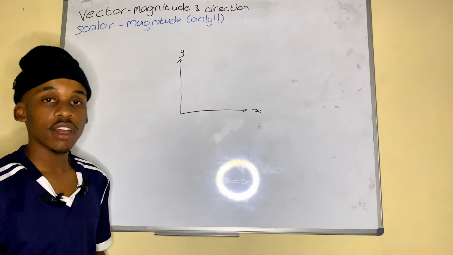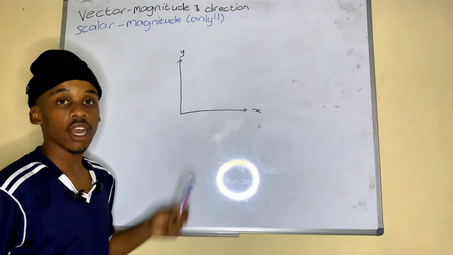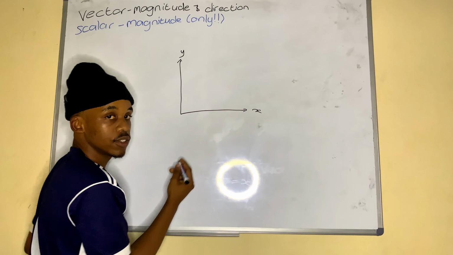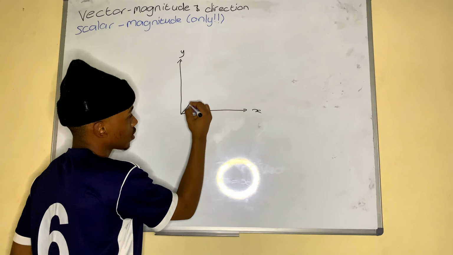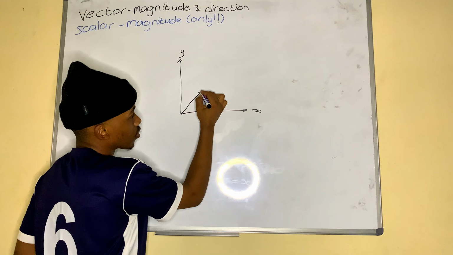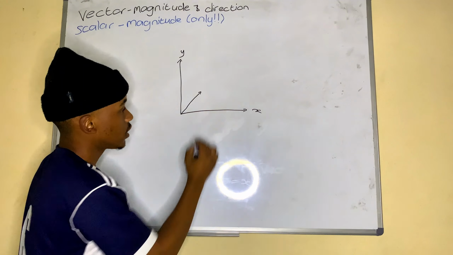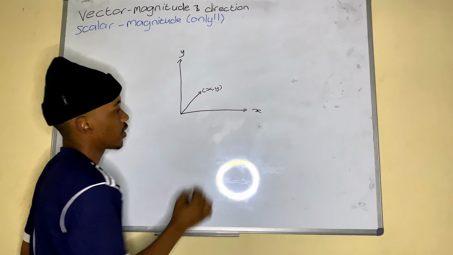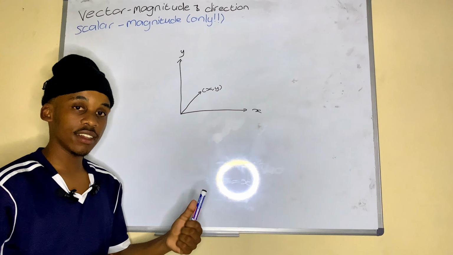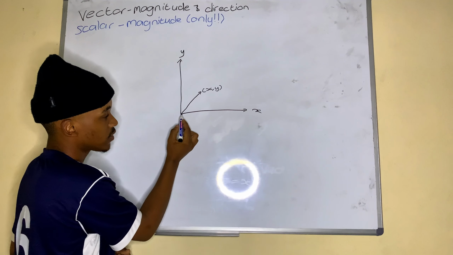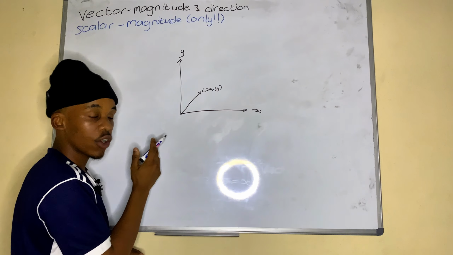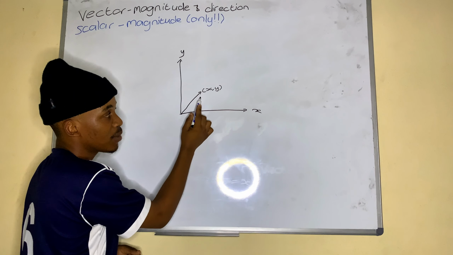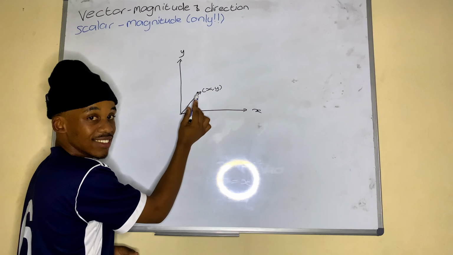If I draw a vector on a 2D or our Cartesian plane over here, we say it originates from the origin and terminates at some point x and y. A vector has a tail and a head. So this point over here where the vector originates from is known as the tail, and where the vector terminates or goes to is known as the head.